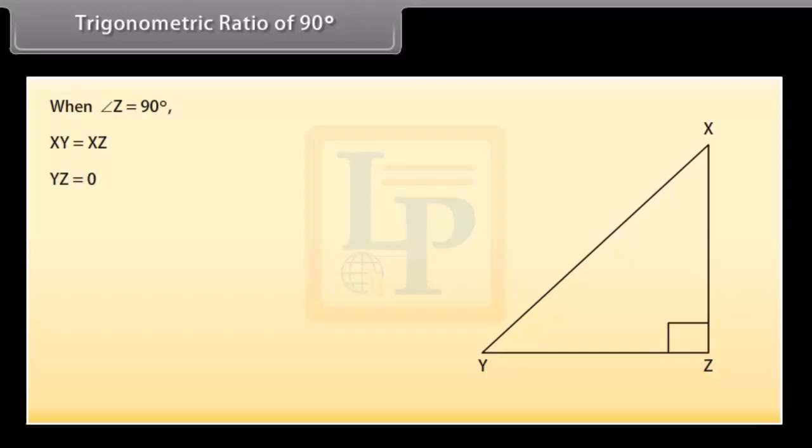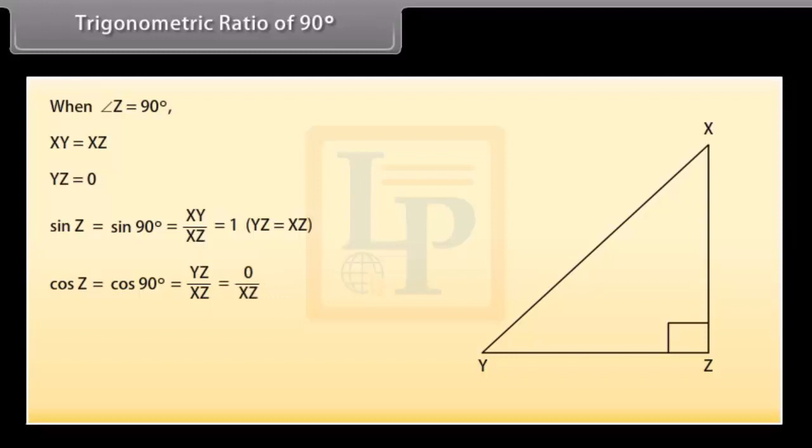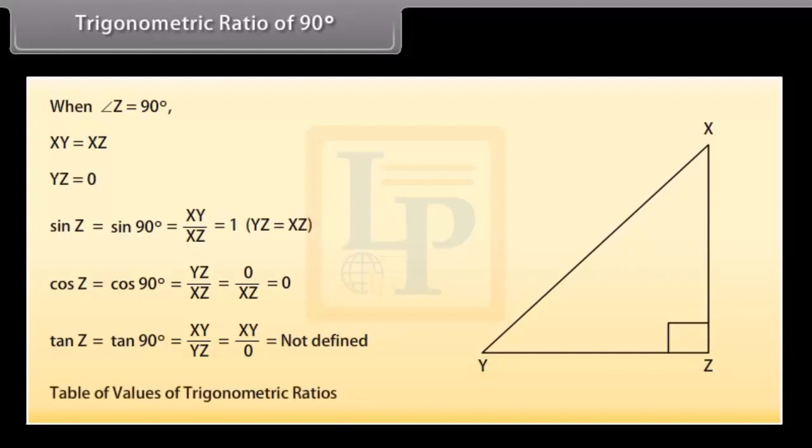Let us understand what happens to the values of trigonometric ratios. Sin Z is equal to sin 90 degree, which equals XY upon XZ, which equals 1, as YZ is equal to XZ. Cos Z is equal to cos 90 degree, which equals YZ upon XZ, which is 0 upon XZ, which equals 0. Tan Z is equal to tan 90 degree, which is equal to XY upon YZ, equals XY upon 0. Therefore, tan 90 degree is undefined. Let us summarize our exercise in a table.